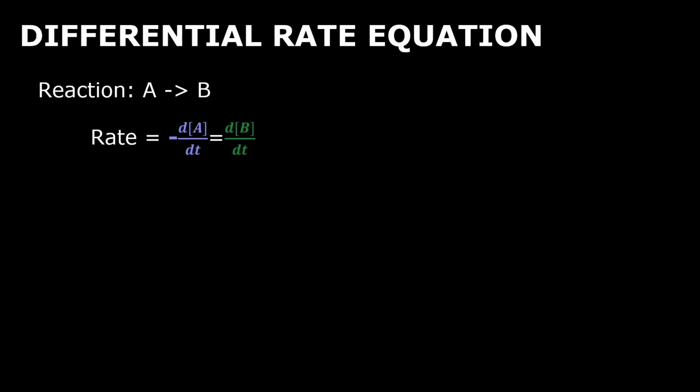For a reaction with reagent A being converted to product B, we can write the reaction rate in terms of the rate of disappearance of reagent A and also in terms of the rate of appearance of product B. This way of writing reaction rate is what we call the differential rate equation. If the reaction involves more than one mole of reagent or product, how should we write the differential rate equation?